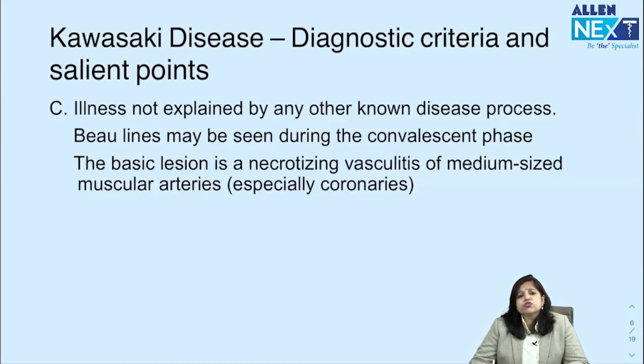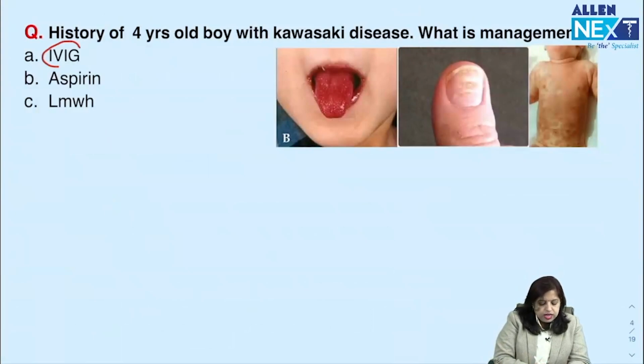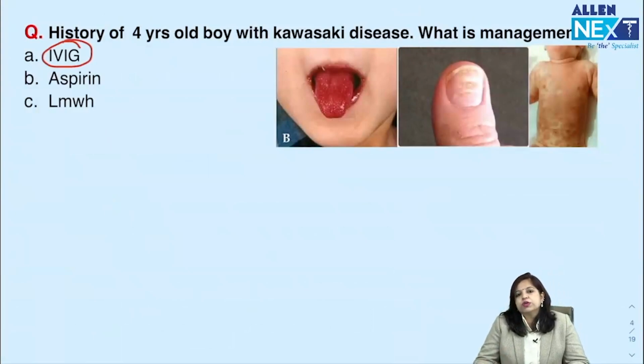So because of this dreaded complication of giant coronary artery aneurysms, we start the child on IVIG to halt the immunological attack. And of course, for the inflammatory condition which has already developed, to reverse that, we have to give an anti-inflammatory drug in the form of aspirin. Right? So that is what had to be done. So here we would go for IVIG as the first and foremost therapy to be used in the treatment of Kawasaki disease. And as I was telling you, if there had been multiple options, then A and B both would have been the correct answer, right?